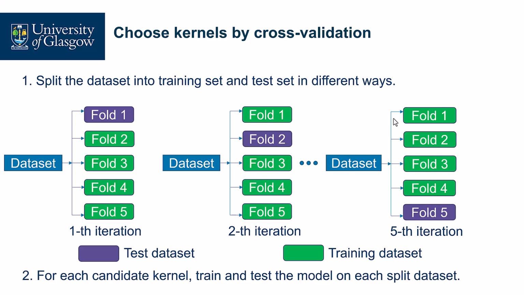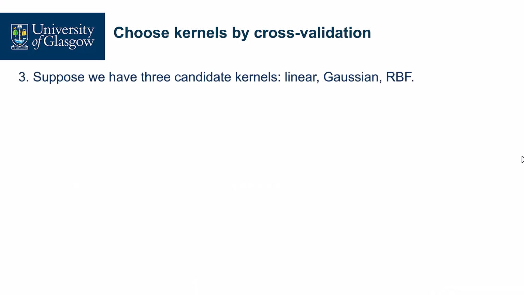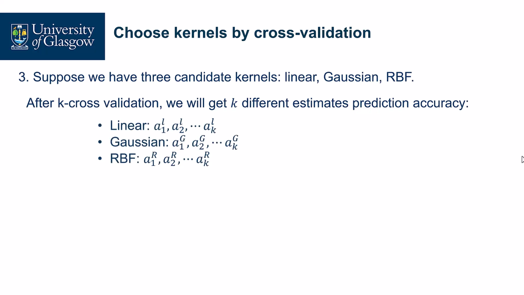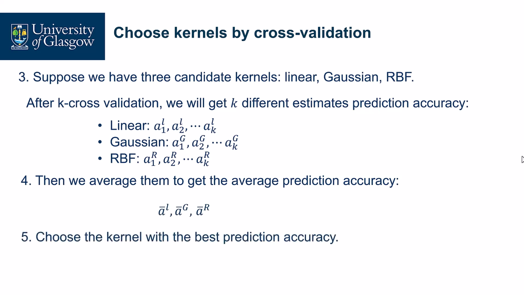Now we get the training data and test data, and we can apply each kernel. We use different folds to see the performance of each kernel. For example, we have the linear kernel, the Gaussian kernel, and the RBF kernel, three of them. With K-fold cross-validation, let's say 5-fold, for each of the linear, Gaussian, and RBF kernels, we get 5 results. Then we take the average of them, which is the prediction accuracy. Then we can choose the best of them, right?